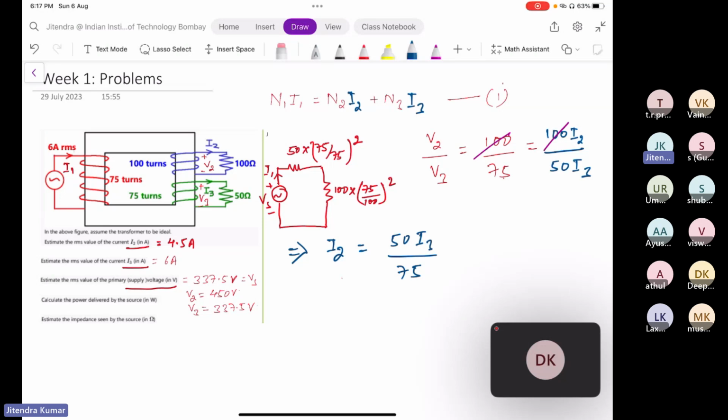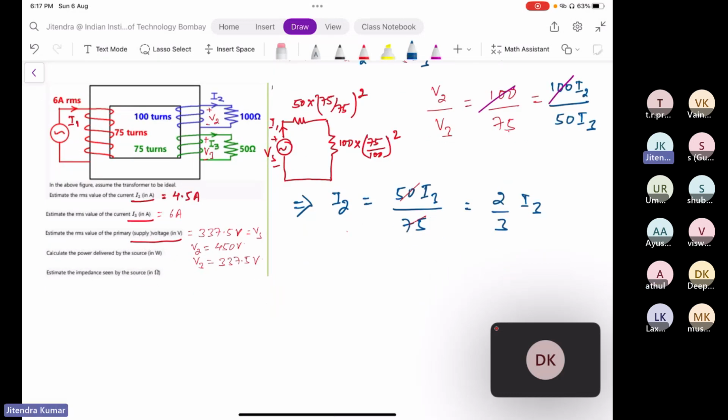Yeah, and the same expression would have come through the turns ratio in MMF. So N2 I2 is equal to N3 I3. So either this way or anyway, we have our objective to accomplish. So from this expression also we can write I2 is equal to 2 by 3 I3. Okay, so I just rationalized.